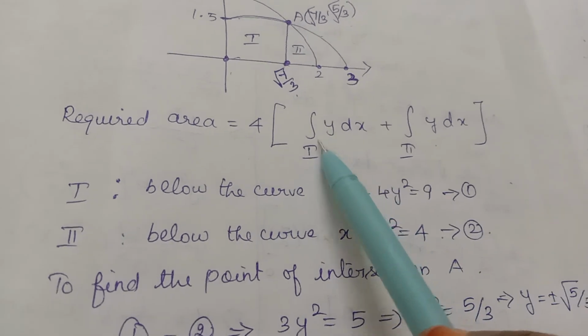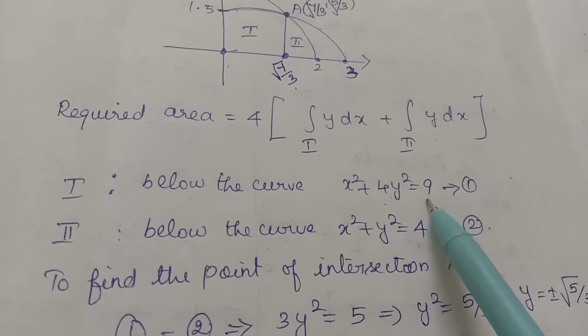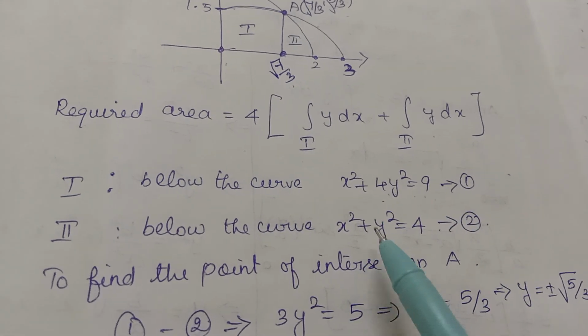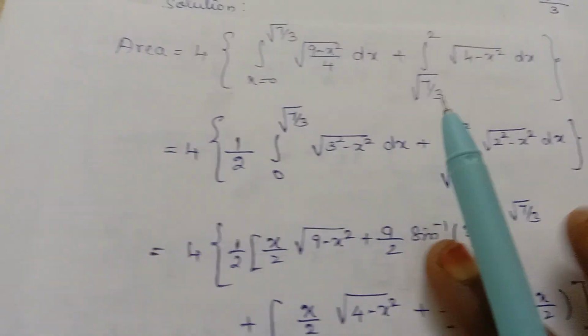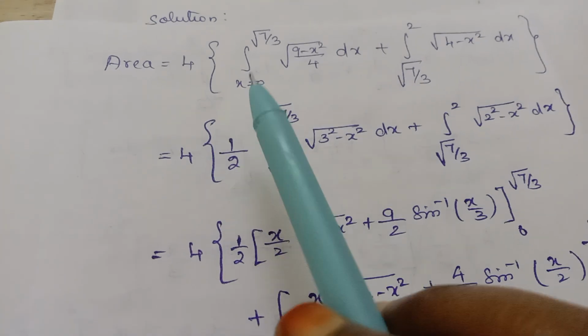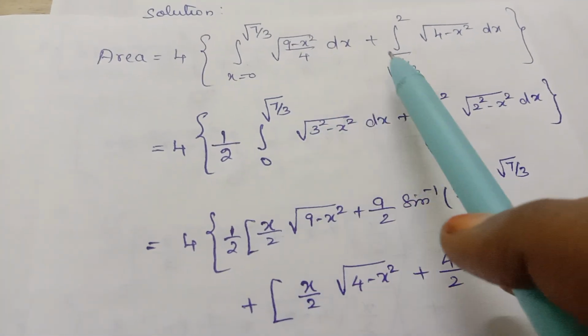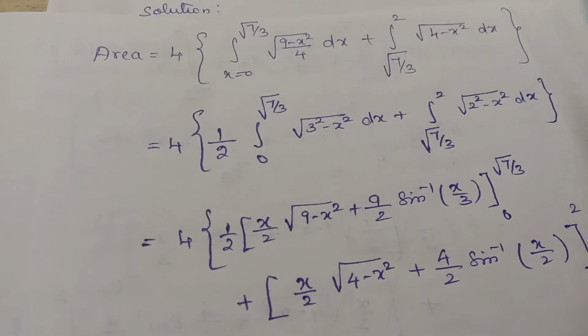And for the first integral, get y from this equation. y equal to what? 1 by 4, root of 1 by 4 into 9 minus x square. From this, y square is equal to 4 minus x square, so I am going to substitute it here. So area equals 4 times integral 0 to root 7 by 3 of root of (9 minus x square) by 4 dx plus integral root 7 by 3 to 2 of root of 4 minus x square dx.